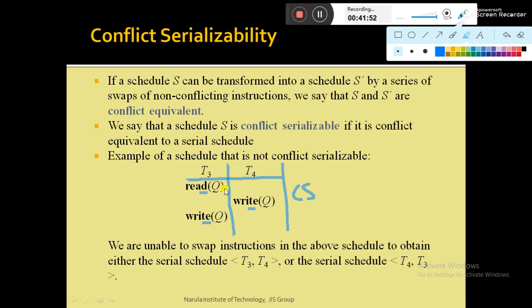That means that schedule is not conflict serializable. As this schedule cannot be converted to another serial schedule, it is not conflict serializable. And if a schedule is not conflict serializable, then the execution of that concurrent schedule will lead to data inconsistency. Now let's check with another example.